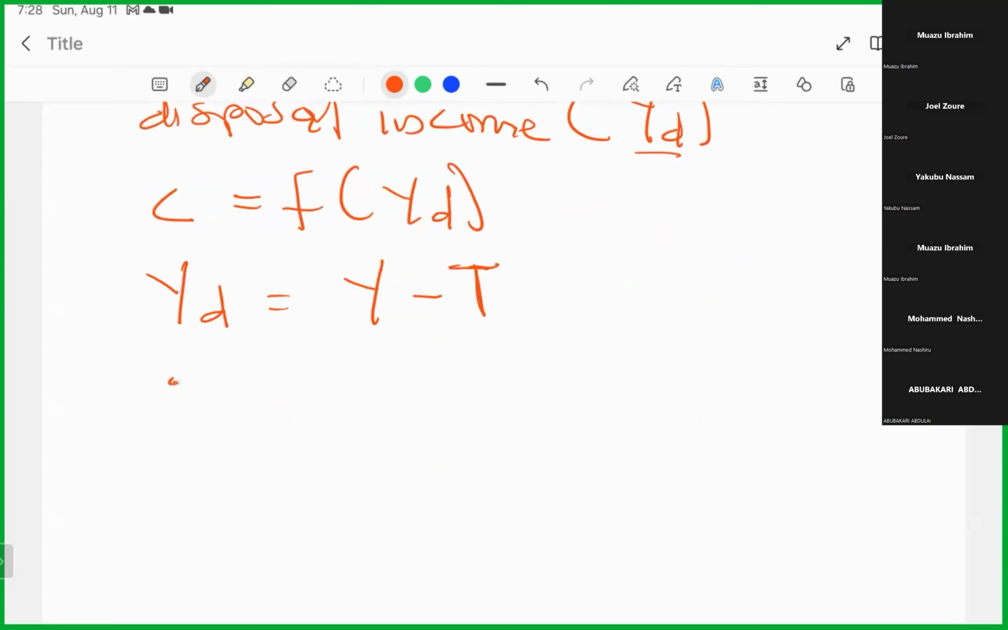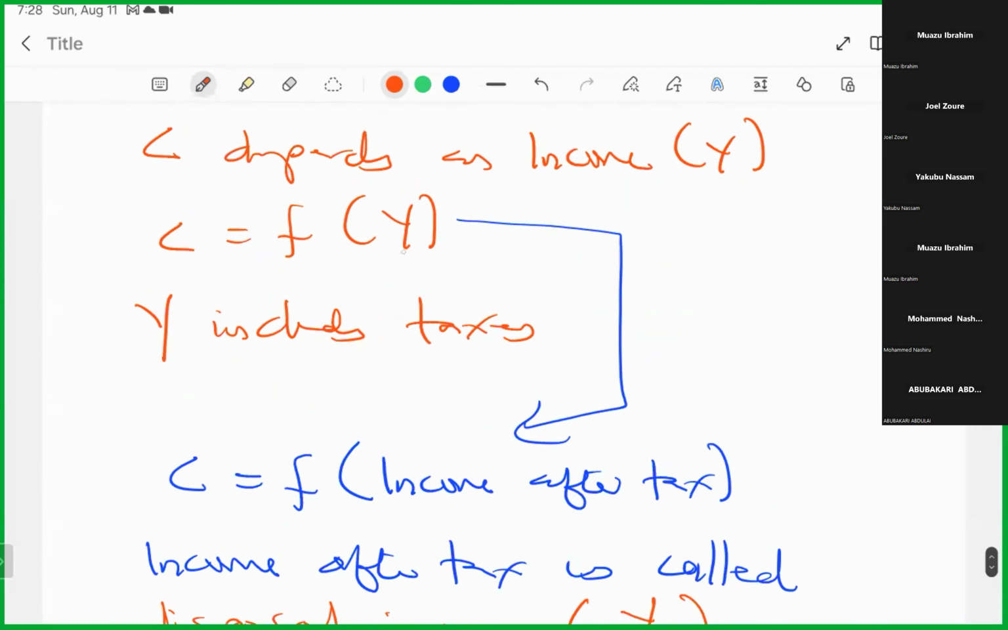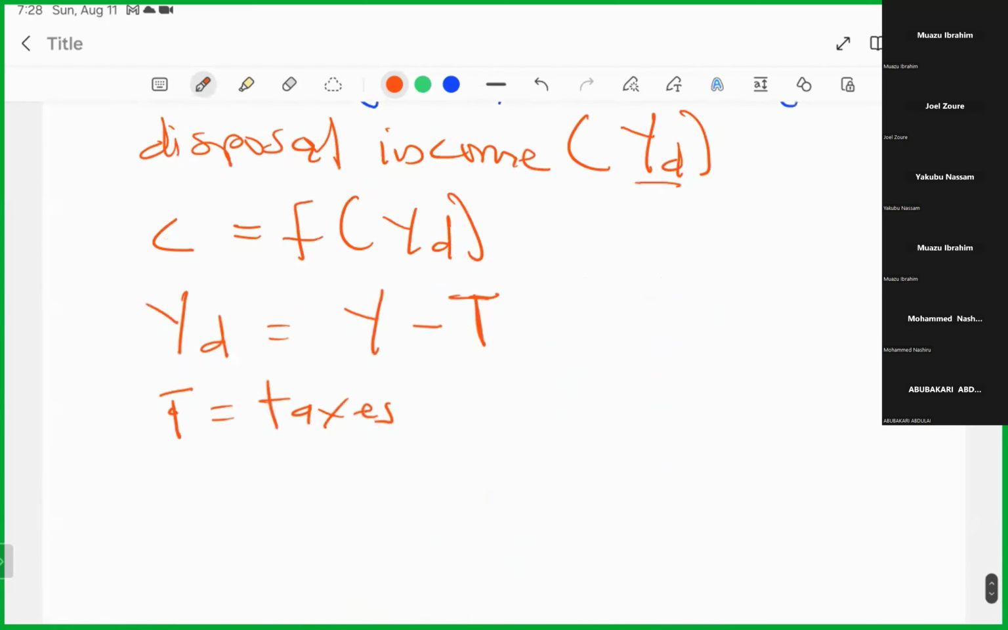Where T is taxes. Are we together? Okay. So you would also realize that this consumption that we are looking at is a function of our disposable income. And this is what we have here.